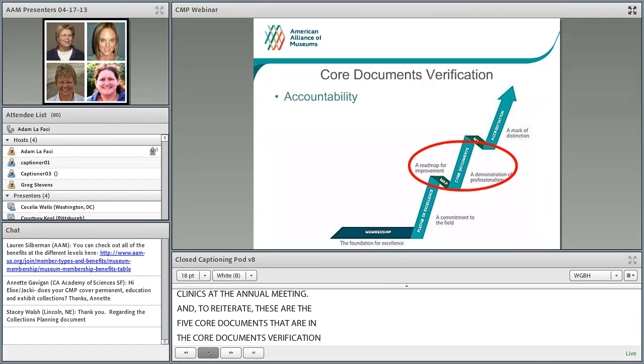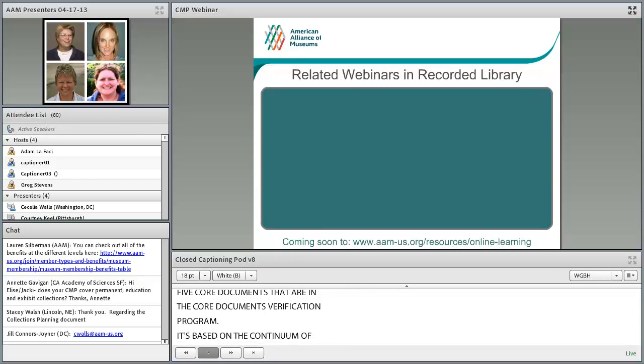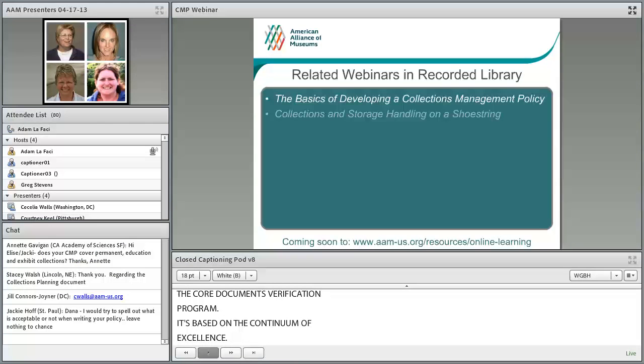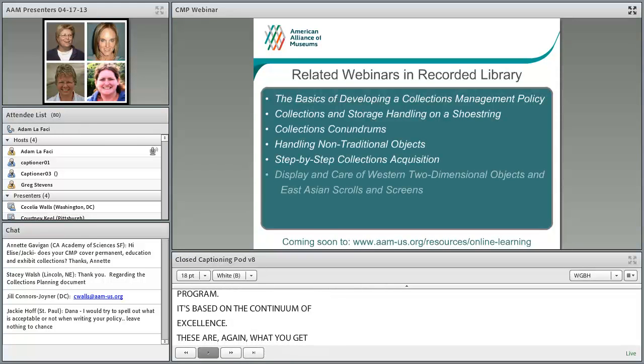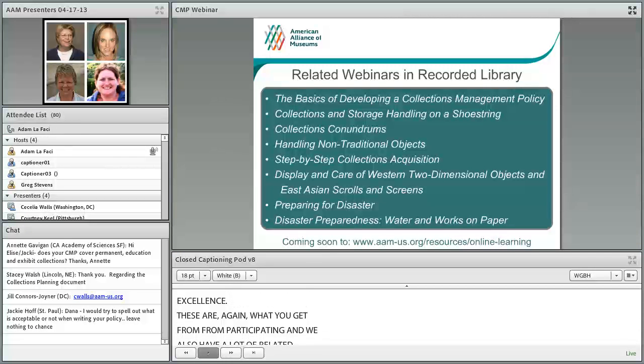It's based on the Continuum of Excellence. These are, again, what you get from participating. And we also have a lot of related webinars in our recorded library devoted to collections and collections policies.